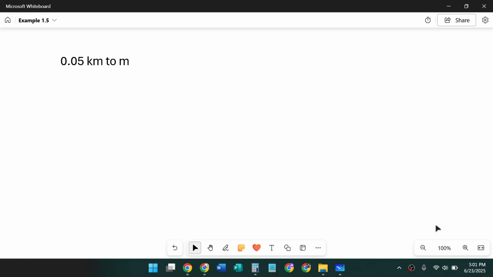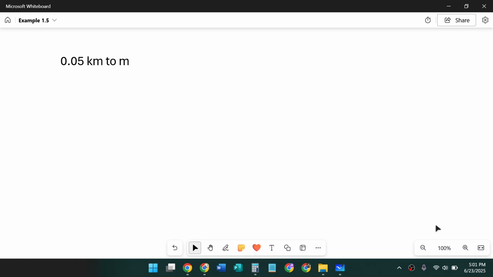This is example 1.5. Notice I have removed the rules of significant figures, so I hope you have this memorized by now. If not, you can go back to your book there in chapter 1 near the beginning. So example 1.5 says an Olympic pool is 0.05 kilometers in length. How long is that in meters?